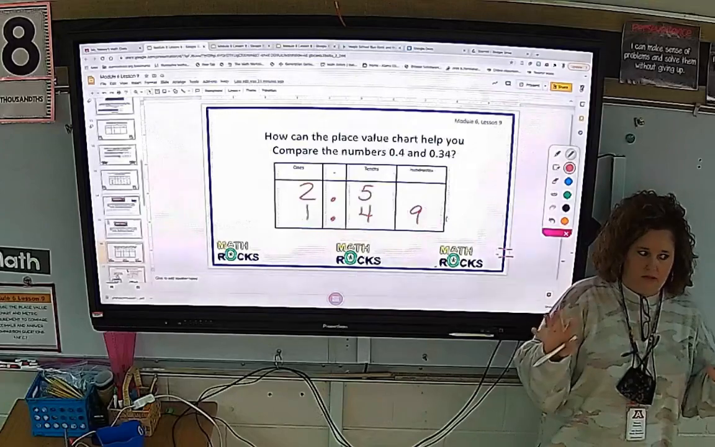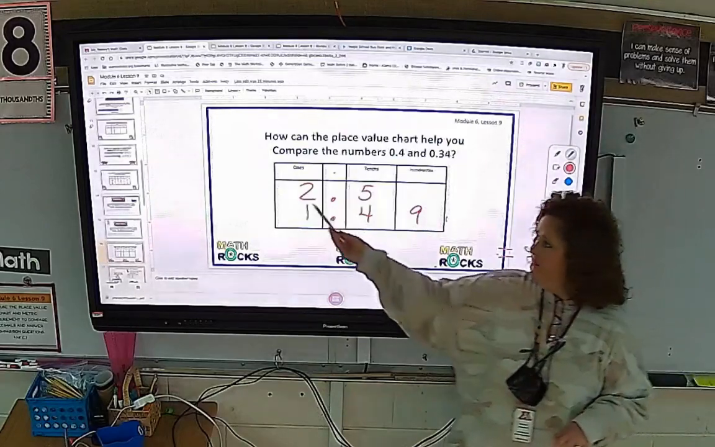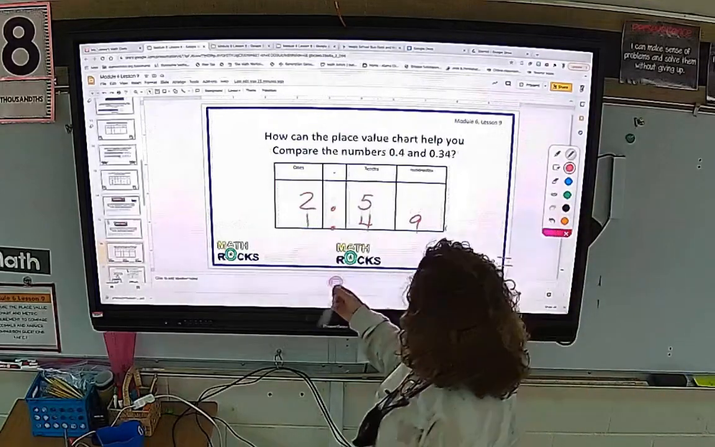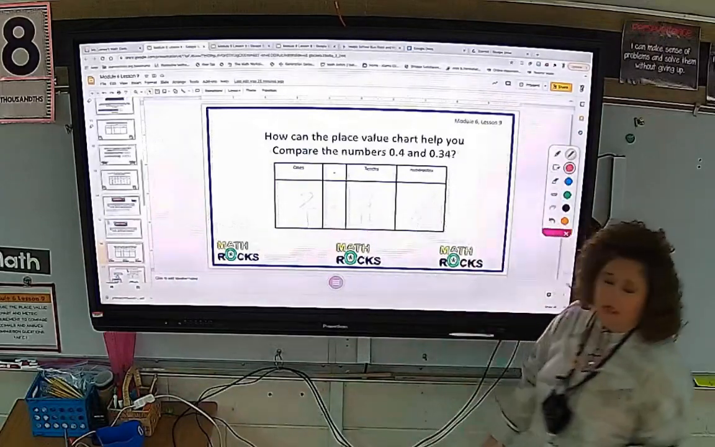Let's make sure we're listening. We don't have to go any further. We know that 2.5 is larger.